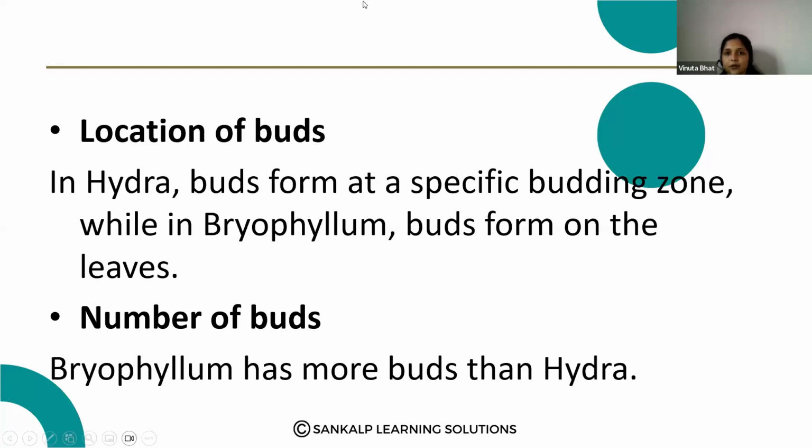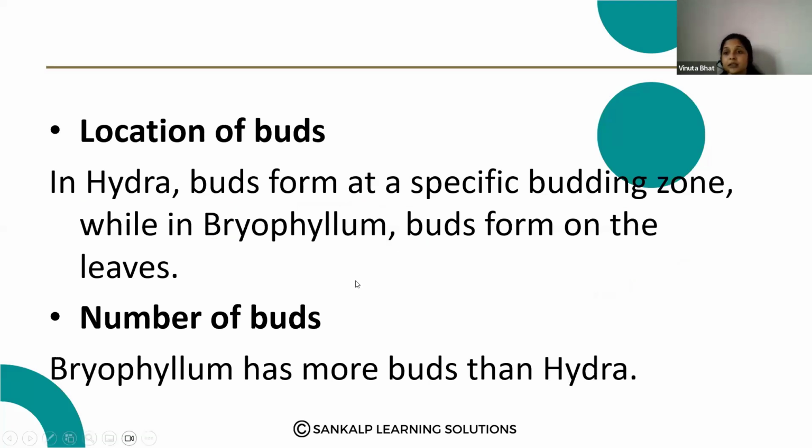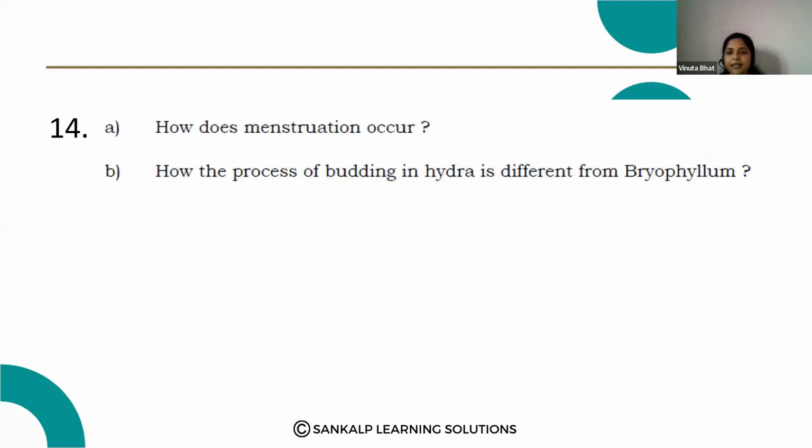Here, first the location of the buds. In hydra, buds form at a specific budding zone, while in bryophyllum buds form on the leaves, where the small notches are. Then the number of buds. Bryophyllum has more buds than hydra. In hydra only one or two buds are formed, but more buds are formed in bryophyllum. Okay, so that is the difference between budding in hydra and budding in bryophyllum.